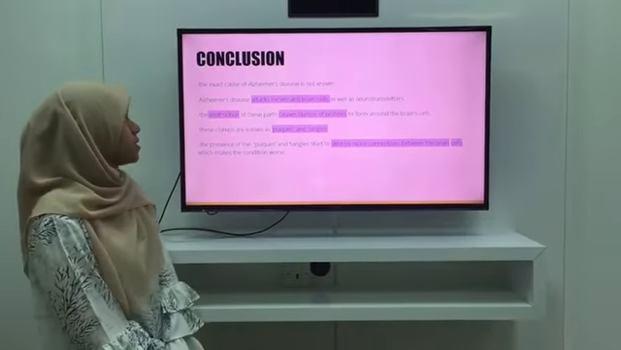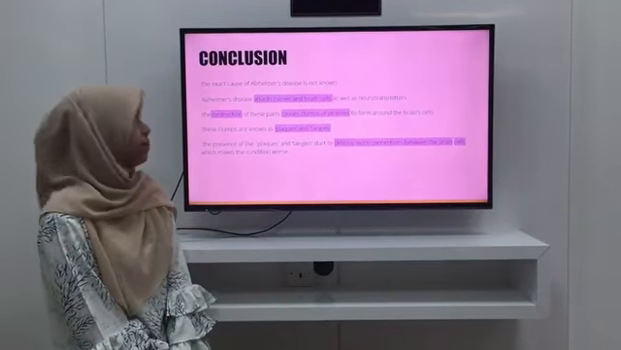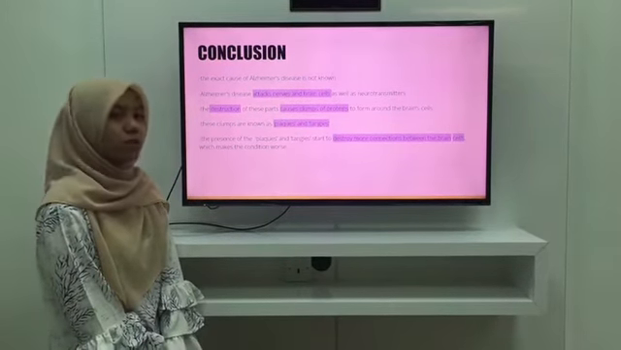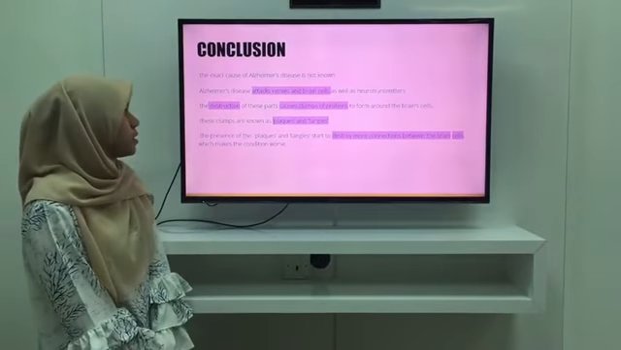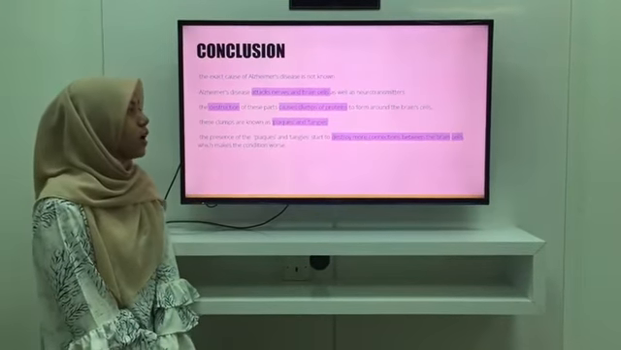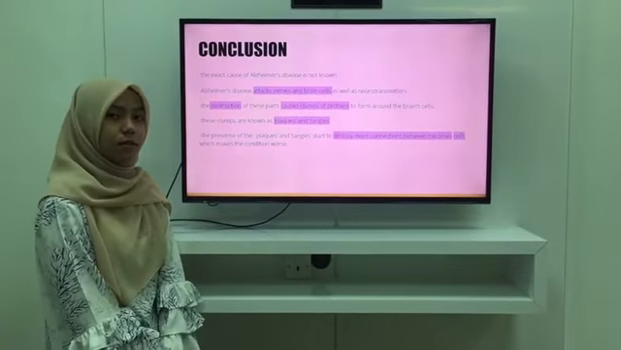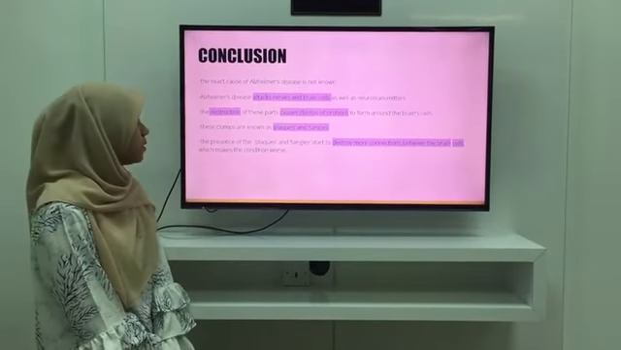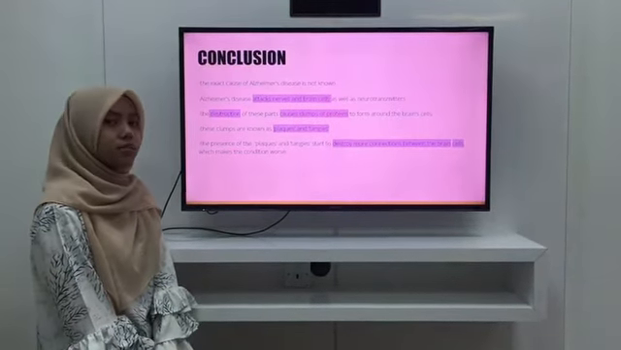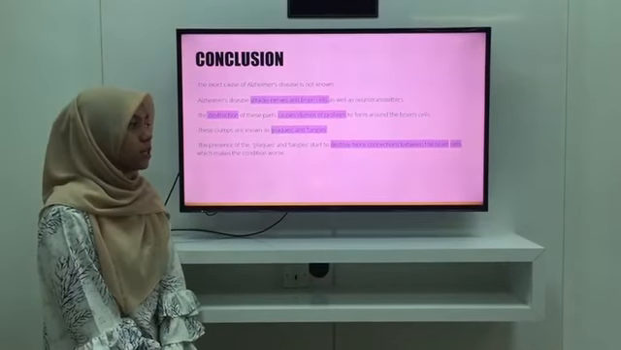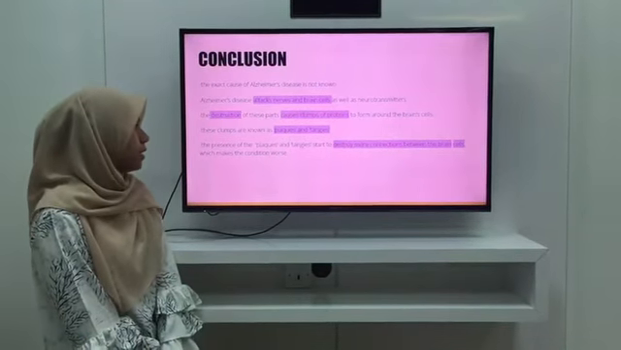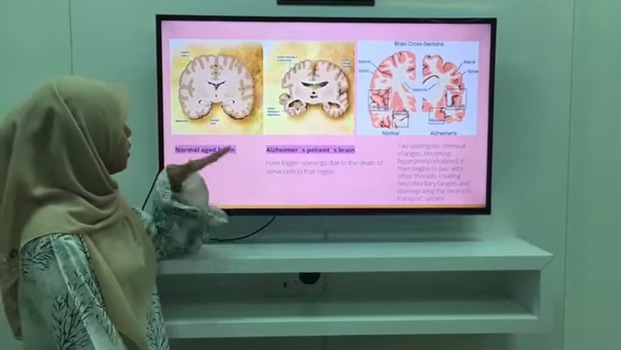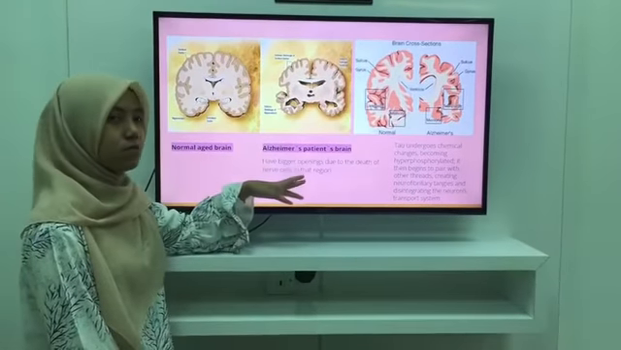As a conclusion, the exact cause of Alzheimer's disease is not known. Alzheimer's disease attacks nerve and brain cells as well as neurotransmitters. The destruction of these parts causes clumps of protein to form around the brain cells. These clumps are known as plaques and tangles. The presence of the plaques and tangles starts to destroy more connections between the brain cells, which makes the condition become worse.